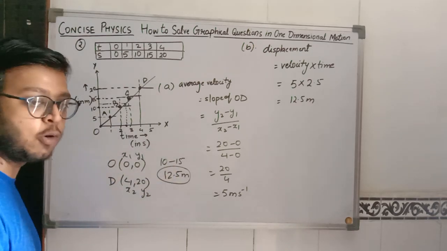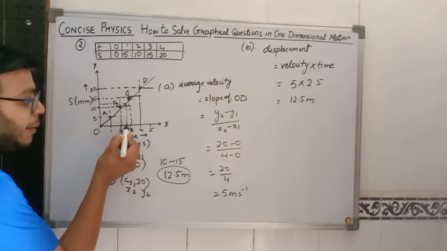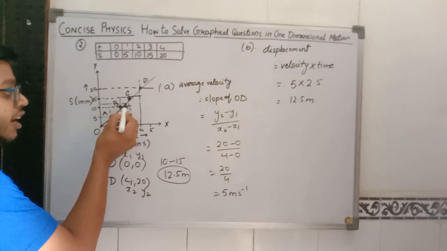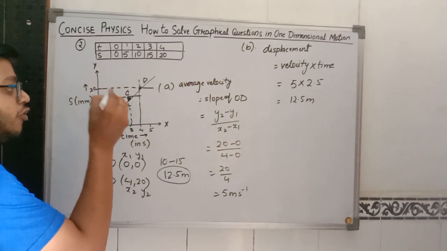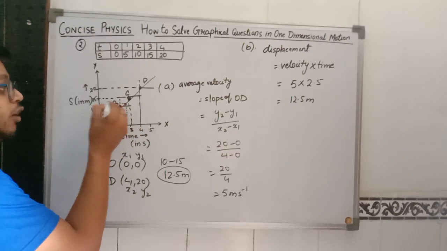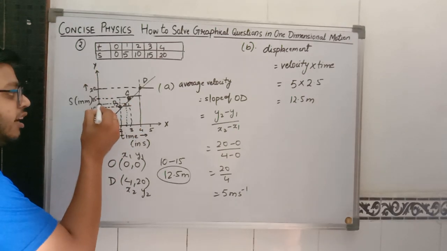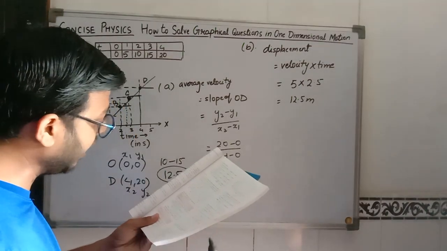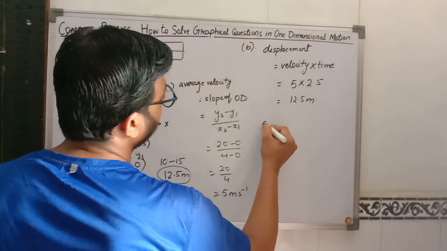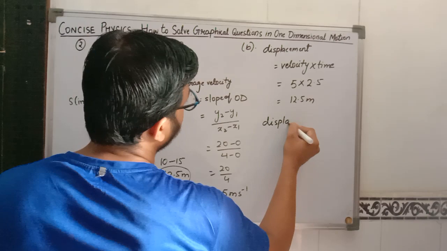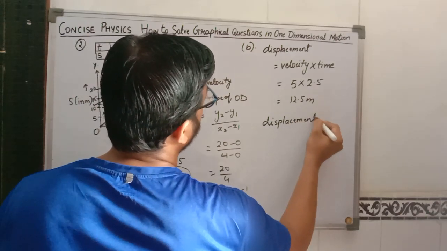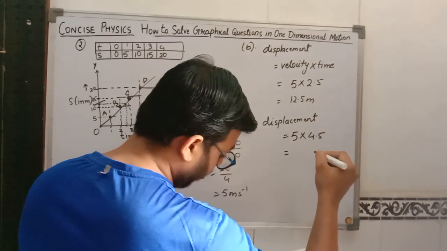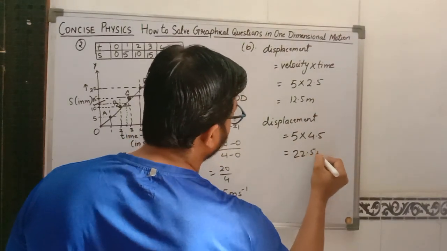The time is given as 2.5. So you have to make a perpendicular line on the graph at the mark of 2.5. Wherever it intersects the graph, from that point you have to make a perpendicular line on the y-axis. Where it cuts, that is the value. Similarly, at 4.5 seconds, again the formula: displacement is equal to velocity, which is 5, times time, which is 4.5. So the answer will come to 22.5 meters.